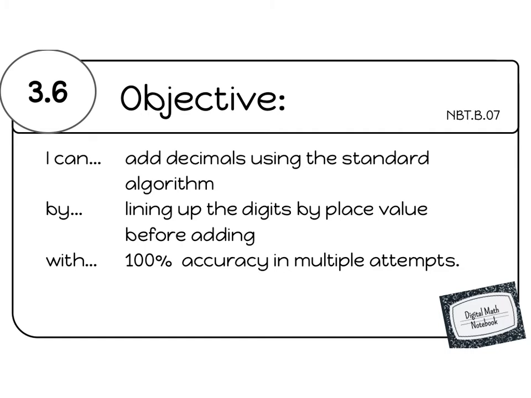Today's objective is: I can add decimals using the standard algorithm by lining up the digits by place value before adding with 100% accuracy in multiple attempts. Please pause now to type your objective in your digital math notebook. Remember that you need the I can statement and the by statement, but you do not need the with statement.